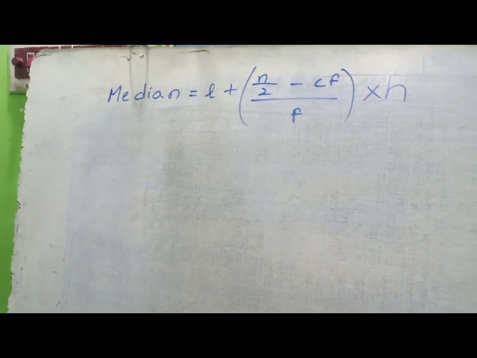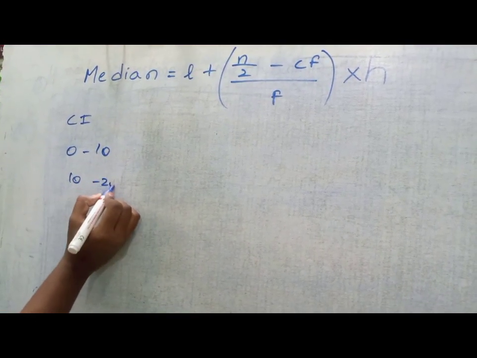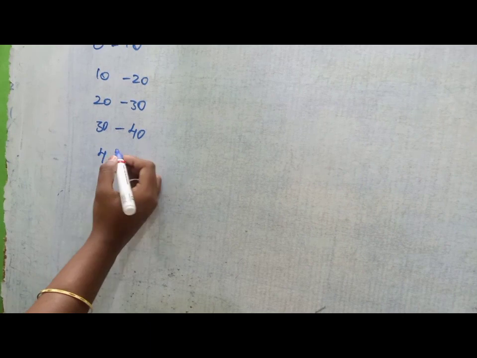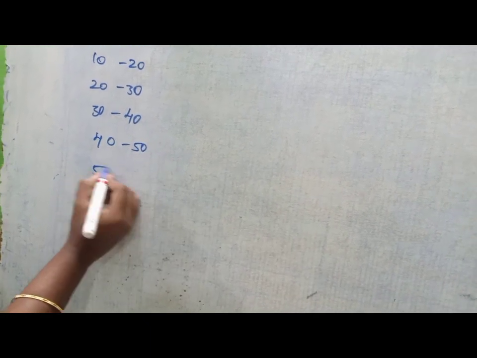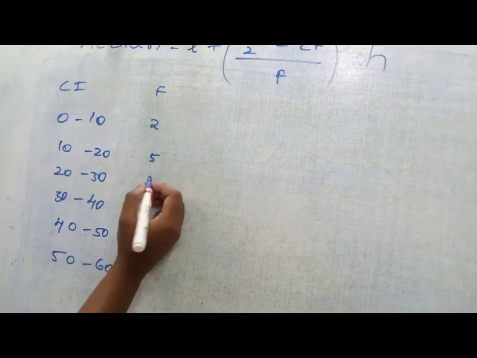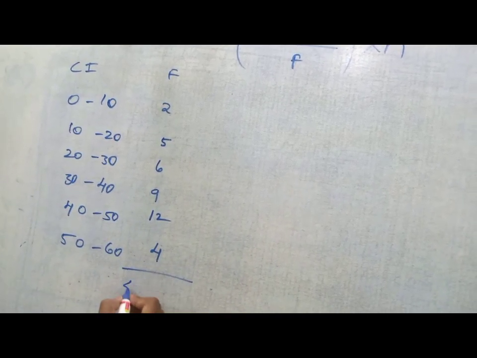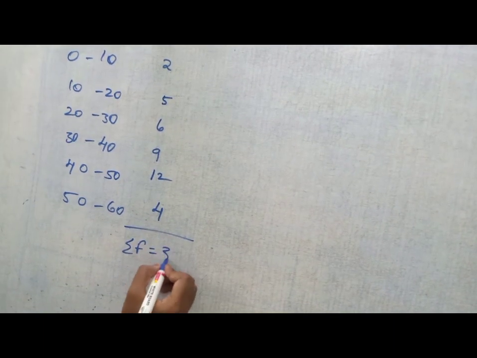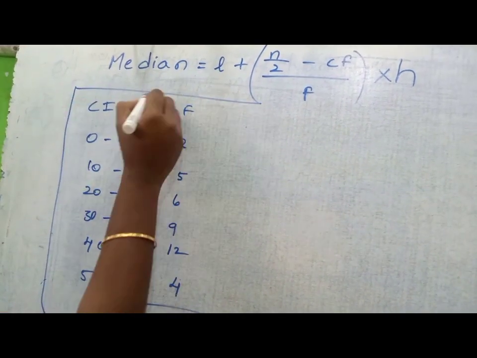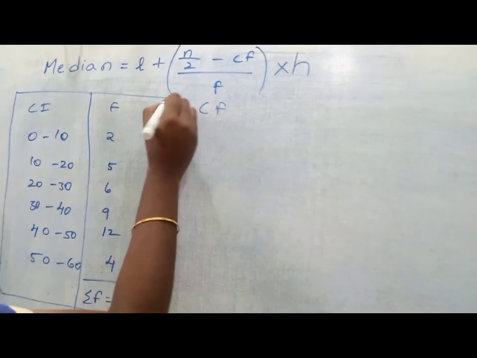Based on this formula, we will do a problem. The class intervals are 0 to 10, 10 to 20, 20 to 30, 30 to 40, 40 to 50, 50 to 60. Now the frequencies are 2, 5, 6, 9, 12, 4. Now the sum of frequencies is 38. Now we need to find median. For that we need one extra column, that is cumulative frequency, that is CF.